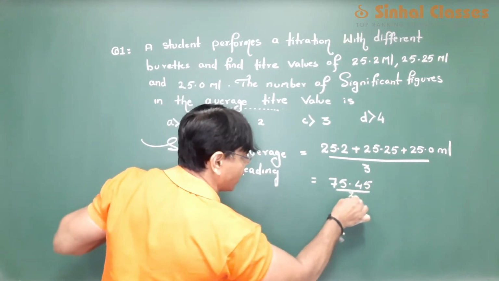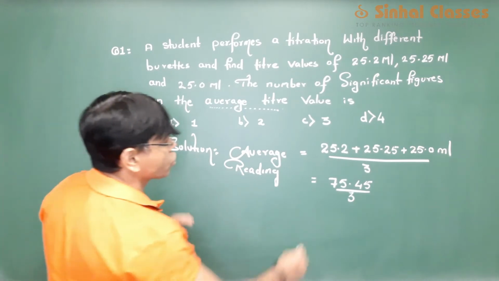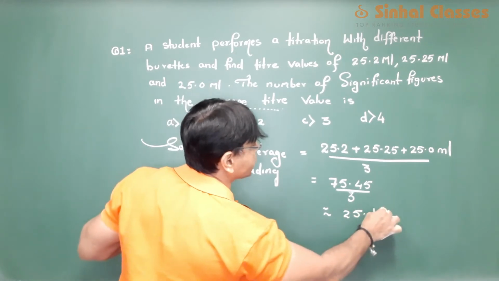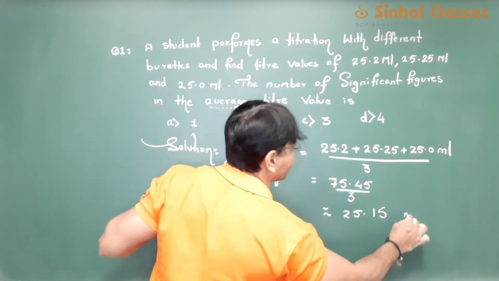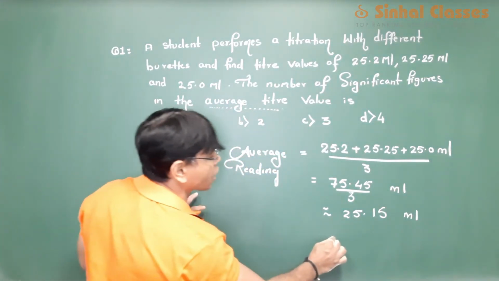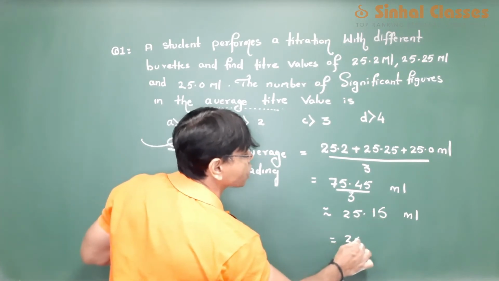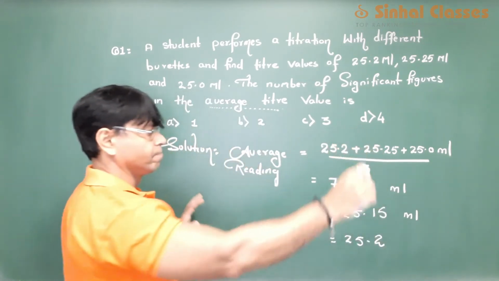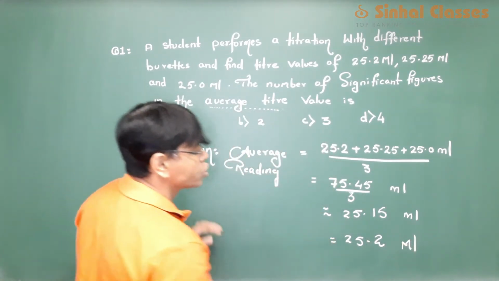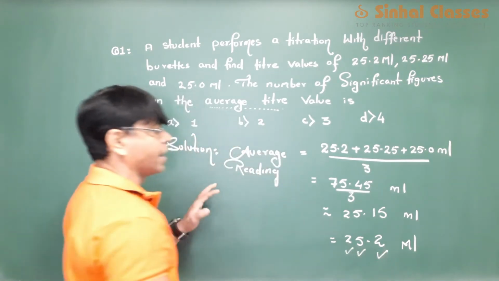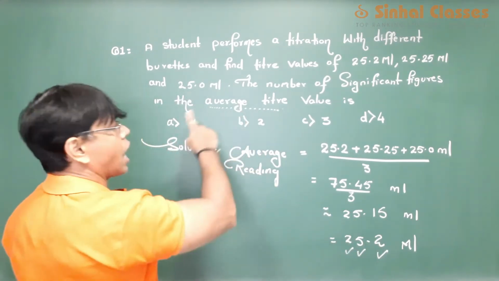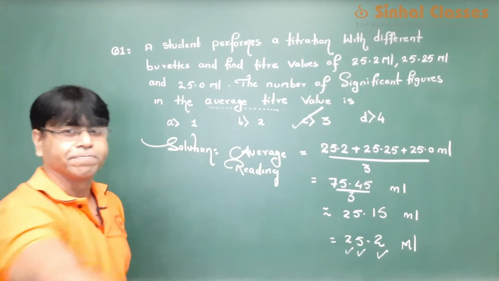75.45 divided by 3. So the average comes out to be approximately 25.15 ml. Now you just are required to round it up. So it becomes 25.2 ml. So the average reading comes out to be 25.2. So the significant figures will be 3 of them: 1, 2, 3. 3 significant figures. So the answer for this question is C.